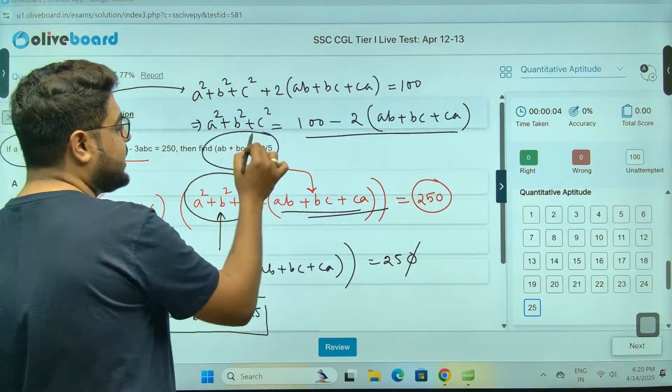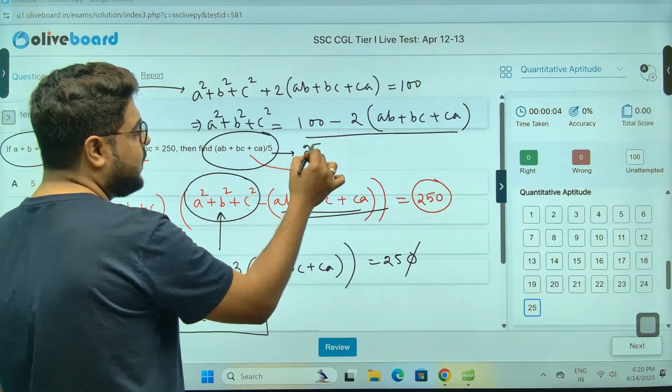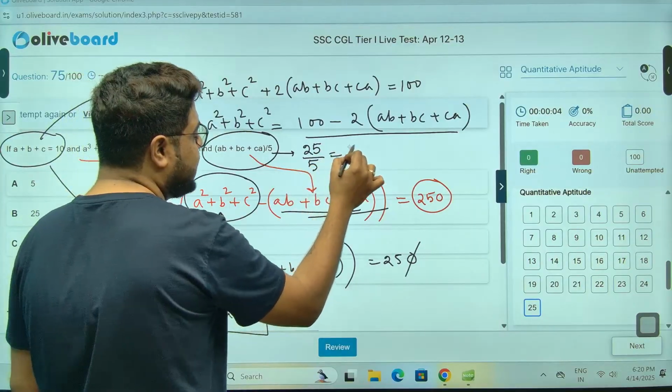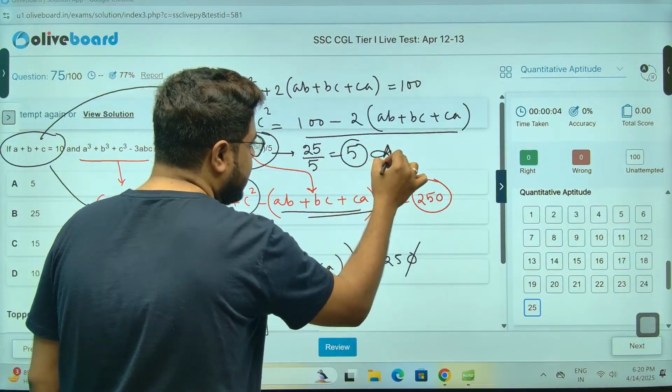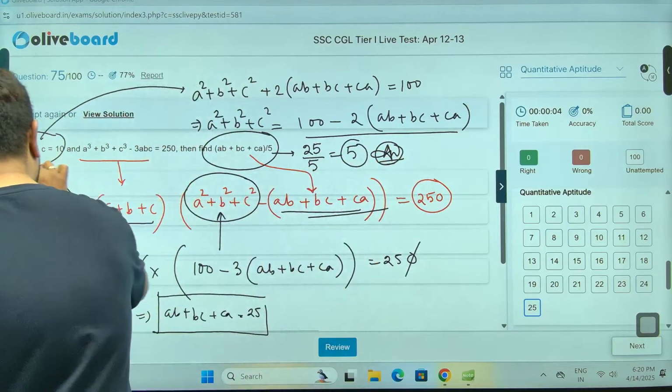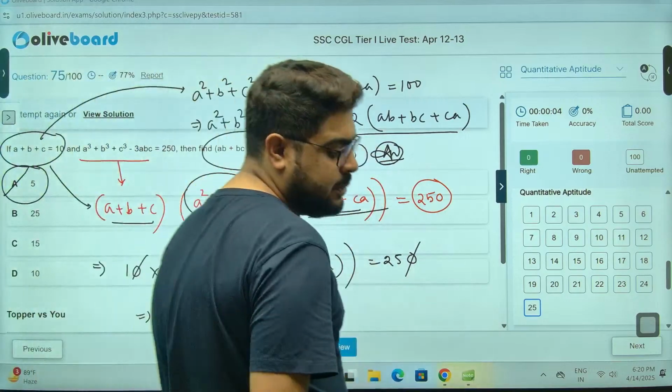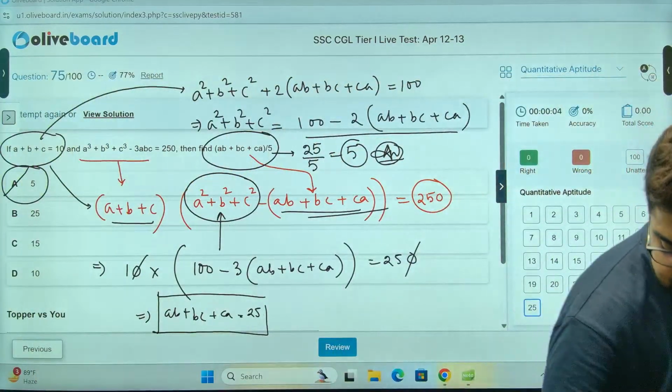So ये value कितना आएगा? 25 by 5. This value will be 25 by 5, which will be equal to, sir, 5. Option number A, sir.